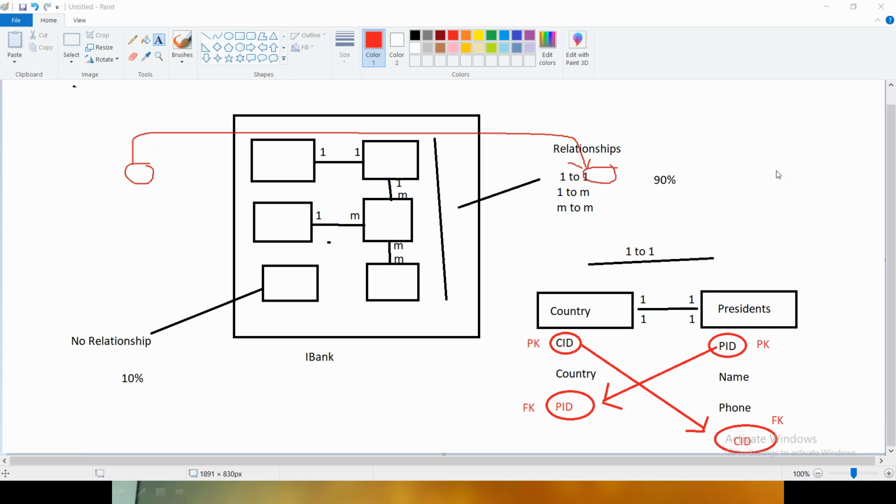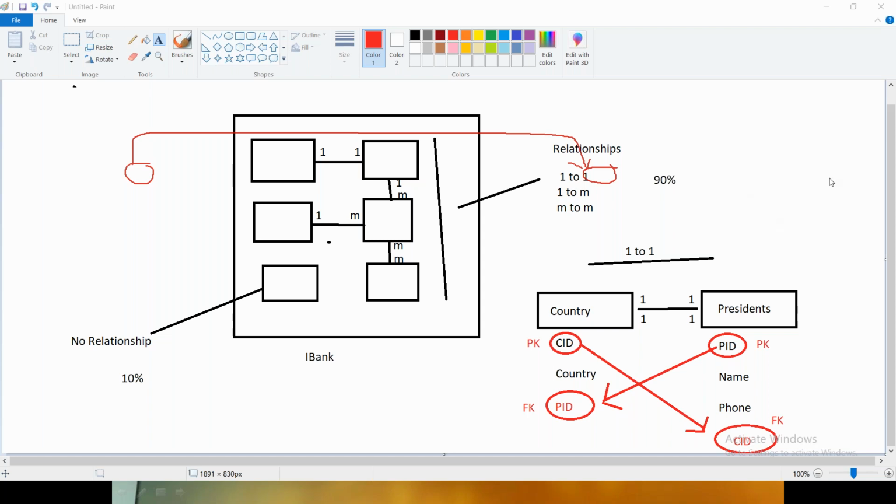Hello, somebody is unmuted. Saujanya, you have unmuted. Can you mute it? Guys, please don't unmute.